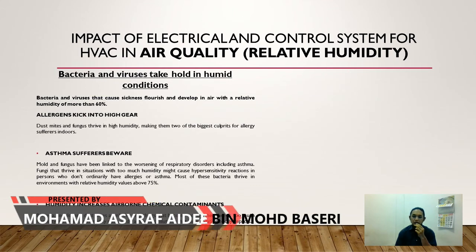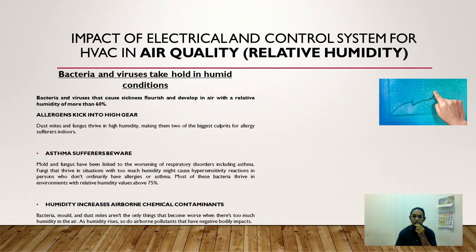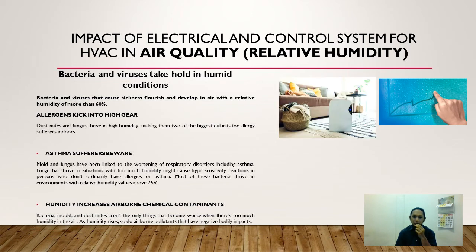Number 2 is relative humidity. What I want to relate to the control system is humidity control. Humidity control uses a control system that monitors the moisture by detecting the level in the air using a sensor. According to DOS 2010, the appropriate humidity in Malaysia is about 40 to 70%.